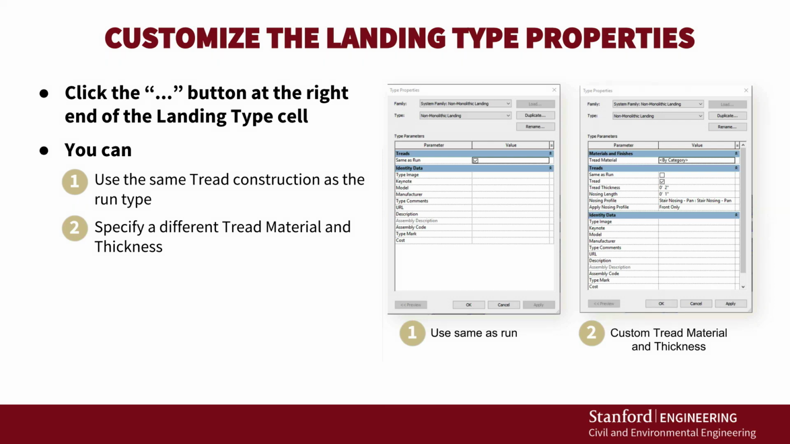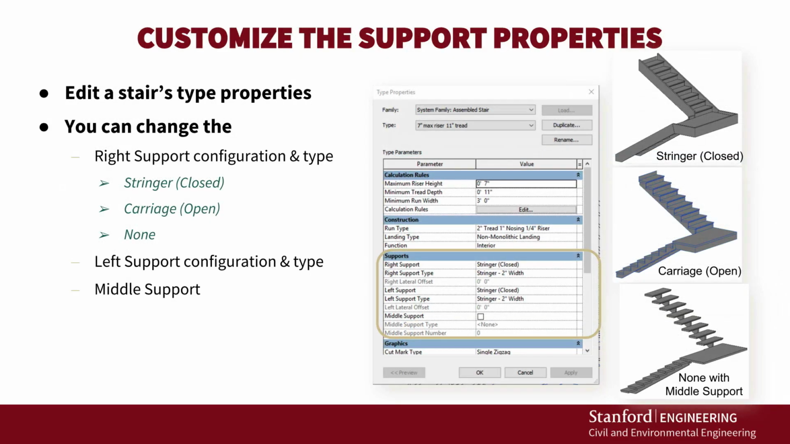Next, let's look at how you can actually customize the landings that appear between the different stairs. To do that, you'd click the ... button that appears at the right end of the landing type cell, and in the dialog that appears, you can use the same tread construction as the run type, which would then just use the same material properties that you've been using for the run, or you can choose to specify a different tread material and thickness and then customize that for the landings.